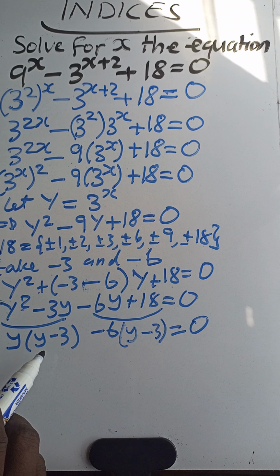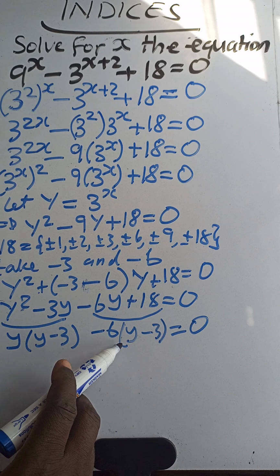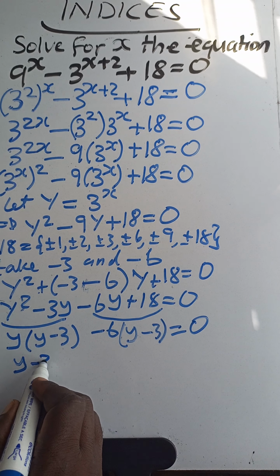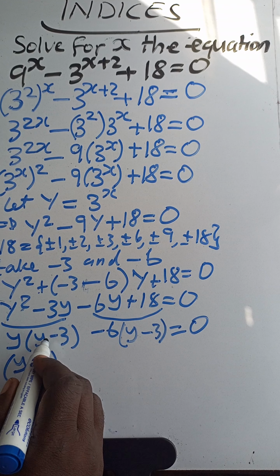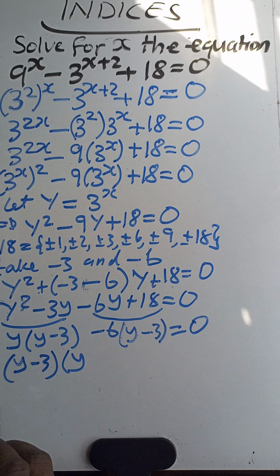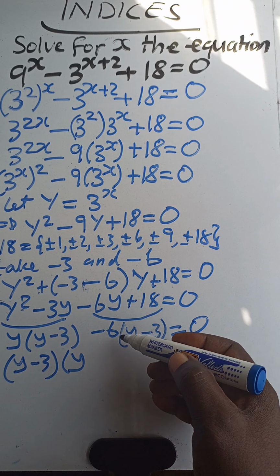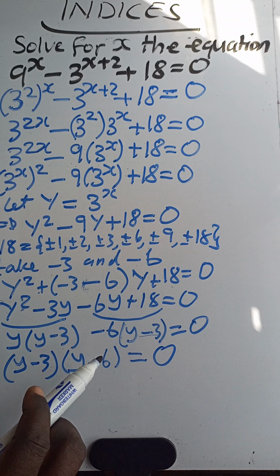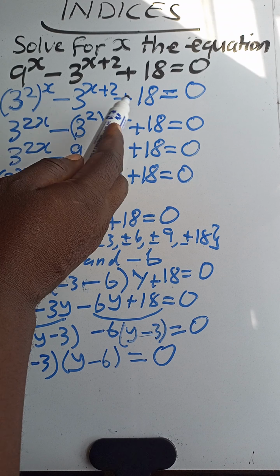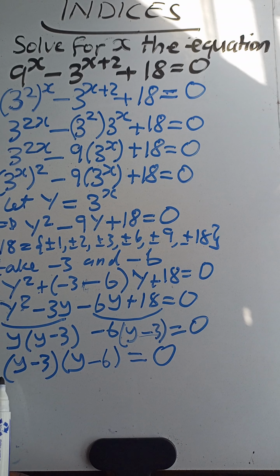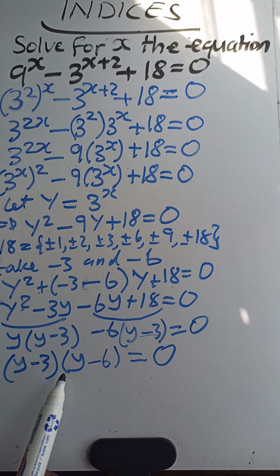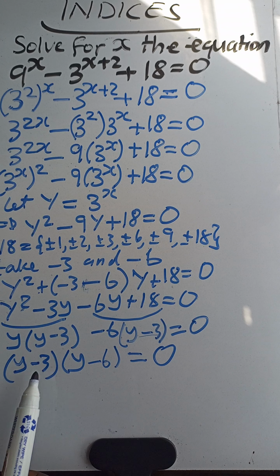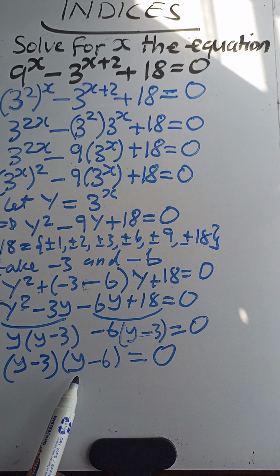Now look at this level. We have y minus 3 common. So we factorize it out. Y minus 3. When we remove y minus 3 here, we're left with y. When we remove y minus 3 here, we're left with -6. So this equation factorizes like this. When we know that y is 3 to the power x, it factorizes like this. Now, from here, we can get the solutions.